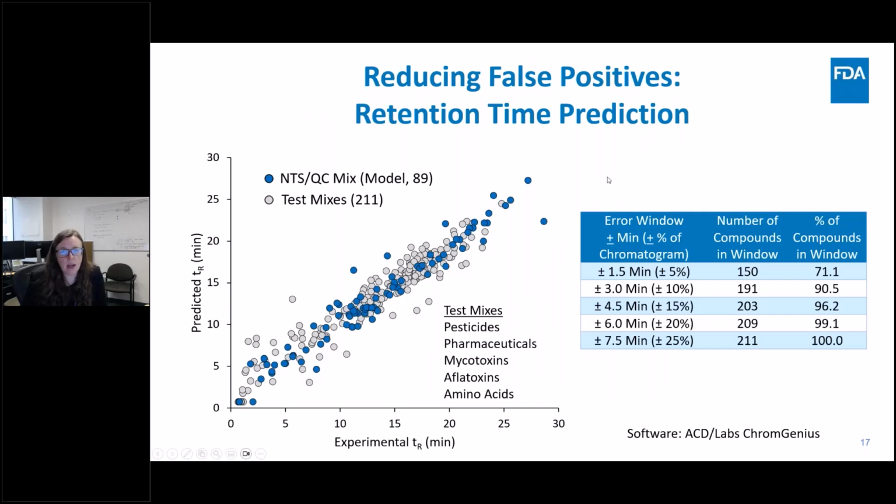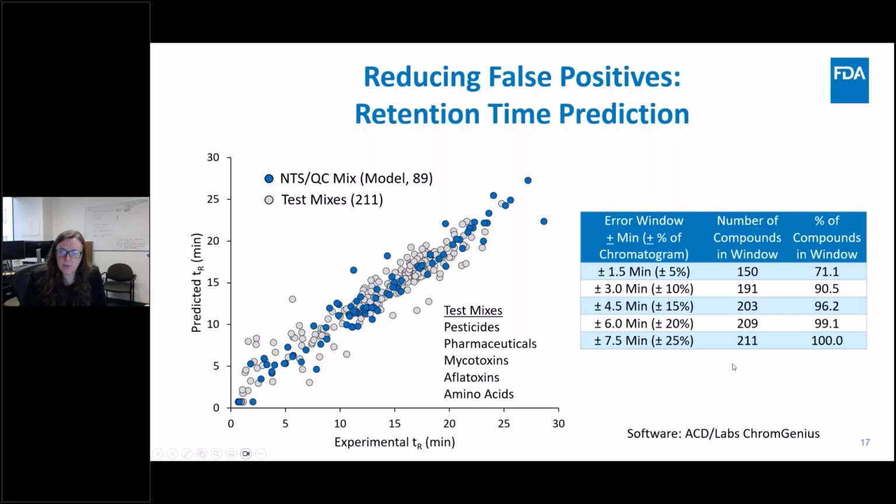One of the ways that we can reduce false positives is using retention time prediction. For this work, we used the Chrom Genius software, and we used our NTSQC mix as our model. Those are the blue dots here. Then we used that to predict the retention time for 211 other compounds that came from commercially available mixtures of pesticides, pharmaceuticals, mycotoxins, aflatoxins, and amino acids. Those are represented here by the gray dots. You can see there is a decent correlation between the predicted retention time and the experimental retention time.